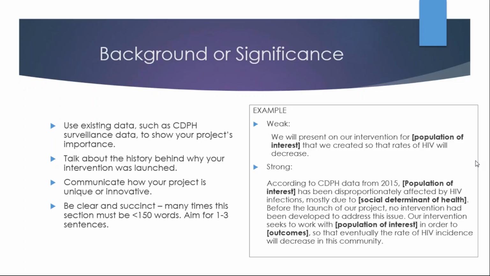So a strong example would be, "According to CDPH data from 2015, our population of interest has been disproportionately affected by HIV, mostly due to," and then listing social determinants of health. "Before the launch of our project, no intervention had been developed to address these issues. Our intervention seeks to work with these populations in order to address the health outcomes of interest so that eventually the rate of HIV incidence will decrease in this community." So much stronger and not that much longer. So we're just adding some specificity. And of course, the words in bold would be tailored to your specific population.